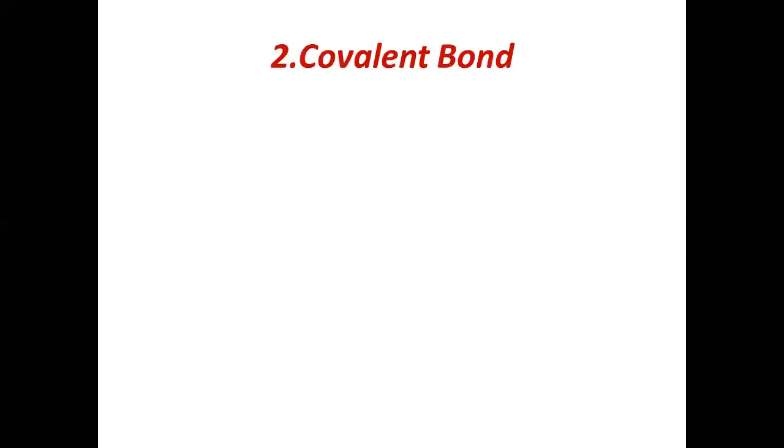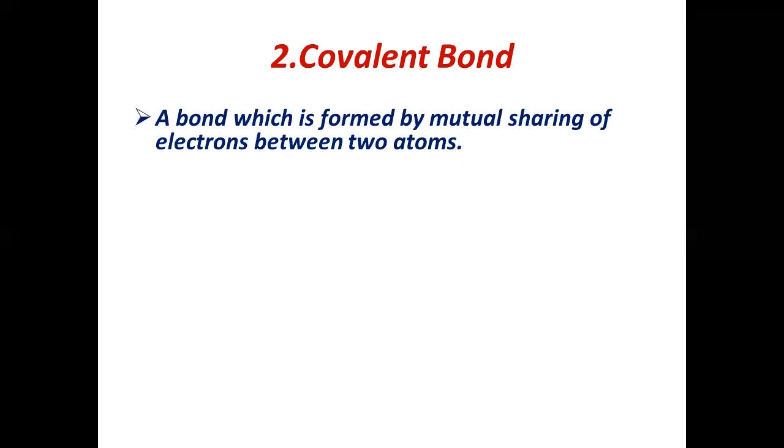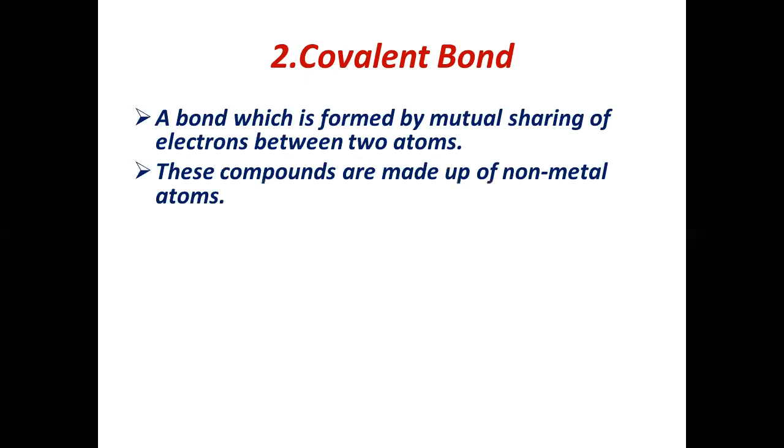This was all about the formation of ionic bond between metal and non-metal, and now coming toward the second type of chemical bond, that is the covalent bond. What is a covalent bond? A bond which is formed by mutual sharing of electrons between two atoms. Mutual sharing means equal sharing of electrons between two atoms. These compounds are made up of non-metal atoms. The non-metal atoms combine together or react together to form covalent compounds.